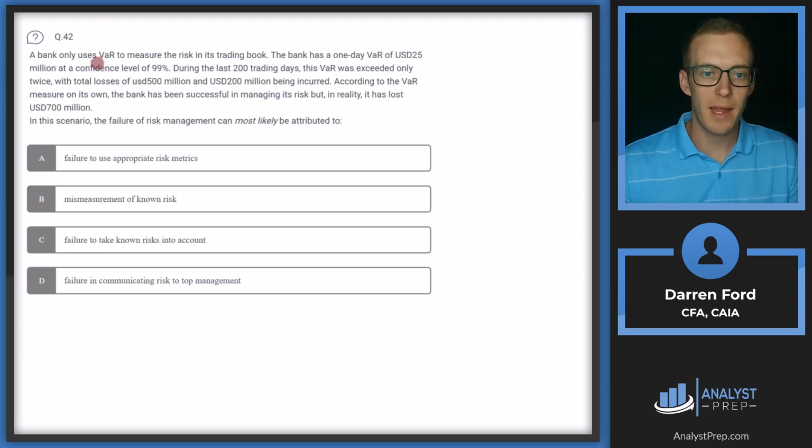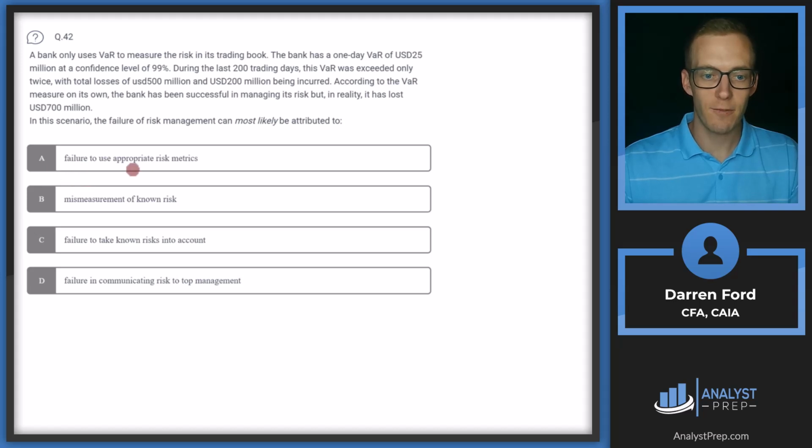Question 42. A bank only uses VAR to measure the risk in its trading book. The bank has a 1-day VAR of USD 25 million at a confidence level of 99%. During the last 200 trading days, this VAR was exceeded only twice, with total losses of USD 500 million and USD 200 million being incurred. According to the VAR measure on its own, the bank has been successful in managing its risk, but in reality, it has lost USD 700 million. In this scenario, the failure of risk management can most likely be attributed to.